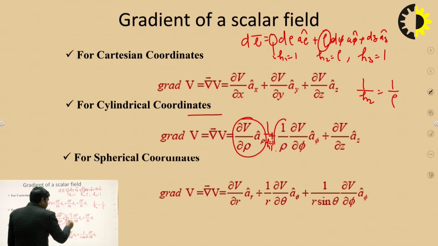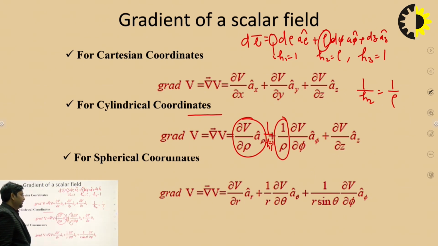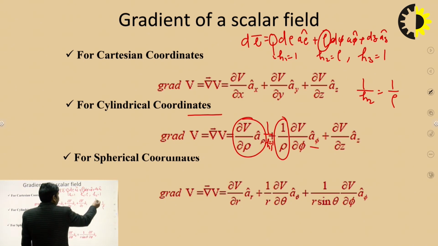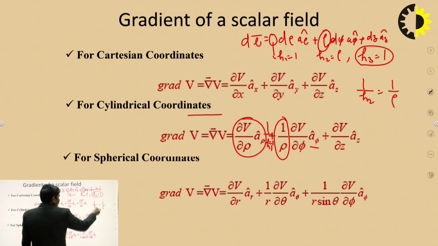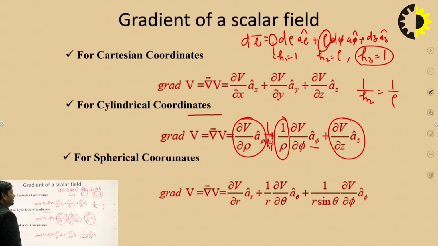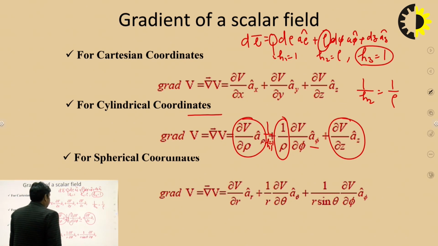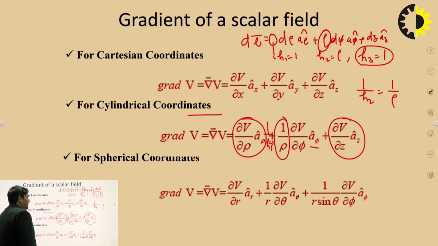So we put this vector as 1 by rho, and if we partially differentiate with respect to phi, we get del v over del phi in the direction of a phi. In the third case, 1 upon h3 is 1, and del v over del z in the direction of az. So by using these factors, we easily calculate the gradient of any scalar field in the cylindrical coordinate system, which is del v over del rho a rho plus 1 by rho del v over del phi a phi plus del v over del z az.